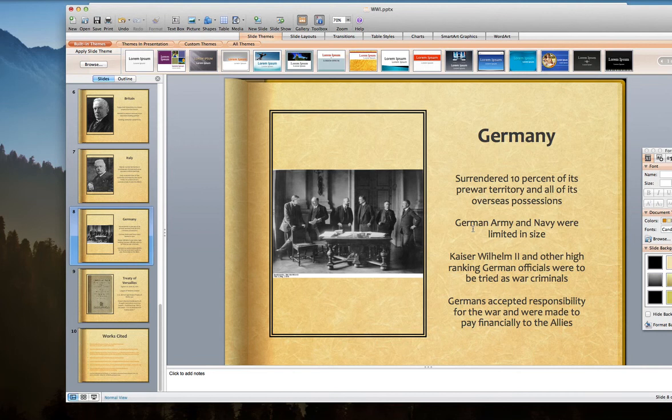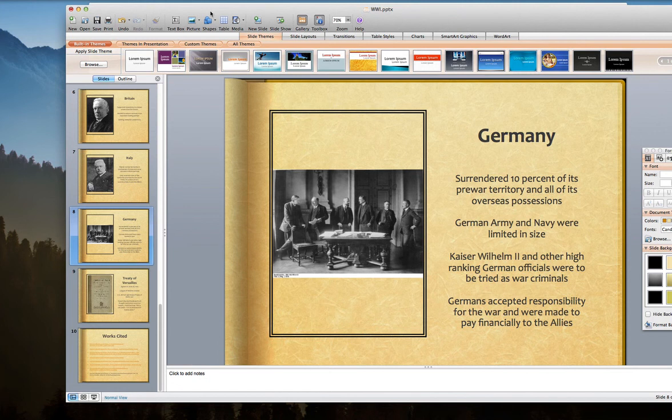Kaiser Wilhelm II, remember, the leader of Germany, or the king of Germany, and other high-ranking officials were to be tried as war criminals. And Germans accepted responsibility for the war and were made to pay financially to the Allies. And this was in the most important article of the Treaty of Versailles. It was called Article 231.